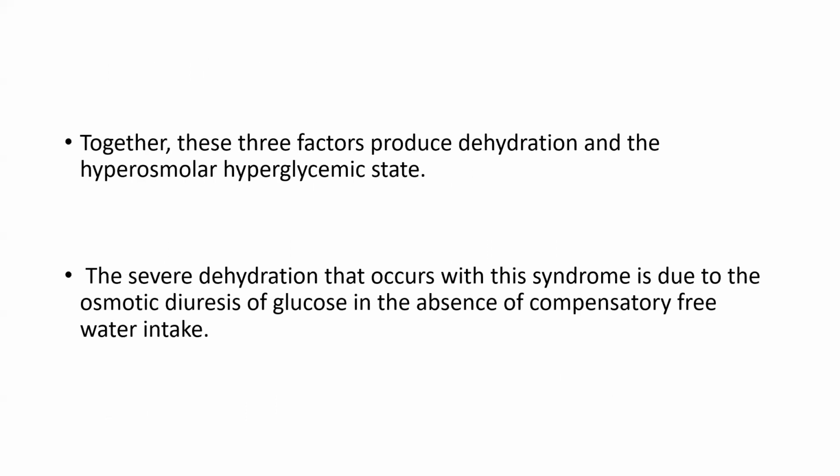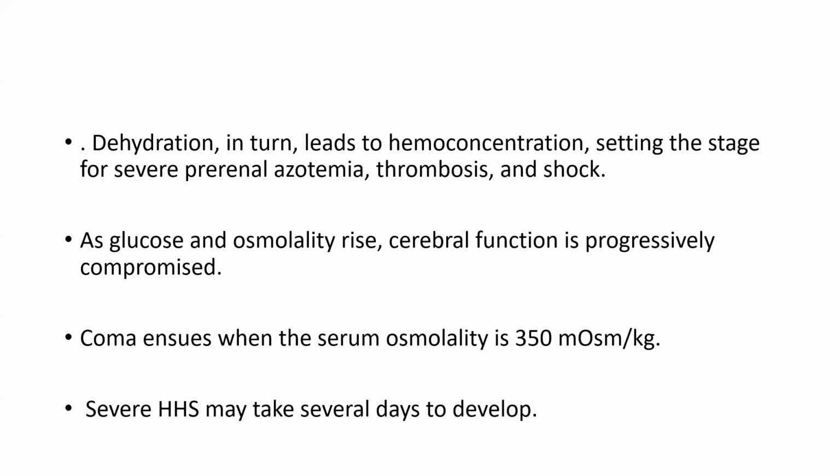The severe dehydration that occurs with this syndrome is due to osmotic diuresis of glucose in the absence of compensatory free water intake. Dehydration in turn leads to hemoconcentration, setting the stage for severe prerenal azotemia, thrombosis, and shock. As glucose and osmolality rise, cerebral function is progressively compromised. Coma ensues when the serum osmolality is above 350, and HHS may take several days to develop.